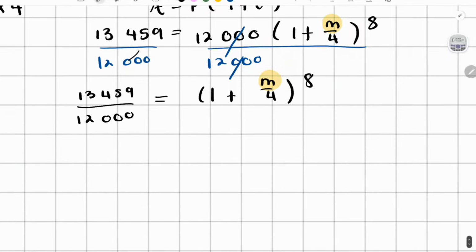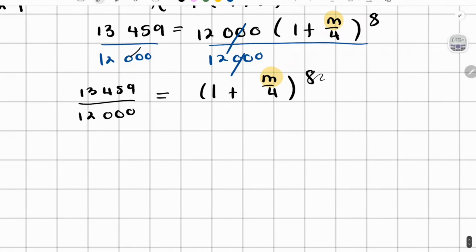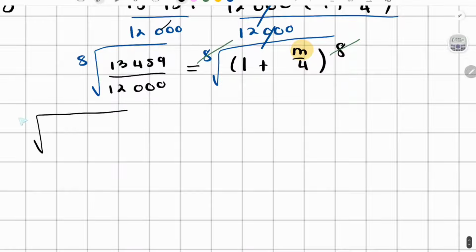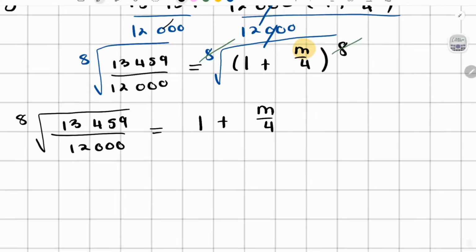The next problem that we have here is this 8. It's blocking us from getting into the m. So we can go ahead and root both sides, but find the 8th root of both sides. So the 8th root and the 8th root. And from the way this looks, I'm not even going to find the answer of this. I'm just going to keep leaving it like this. Now the 8th root is going to cancel and it's gone. And we have now, again, I'm just going to rewrite the 8th root of this number, not changing it because I don't want decimals. And then this is equal to 1 plus m over 4.